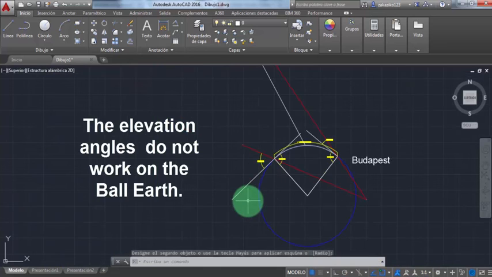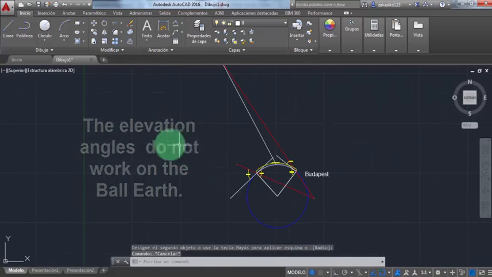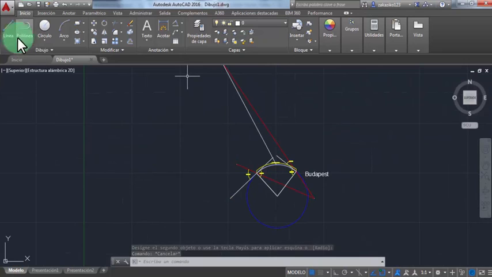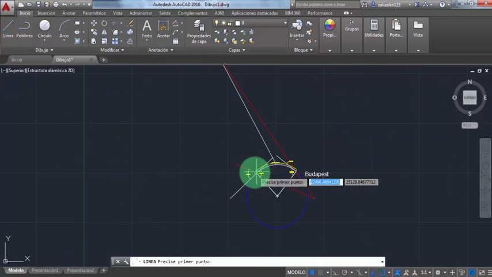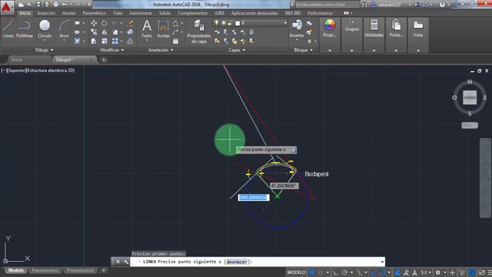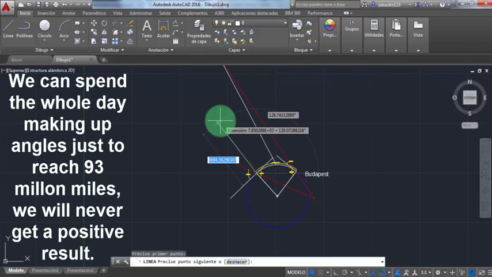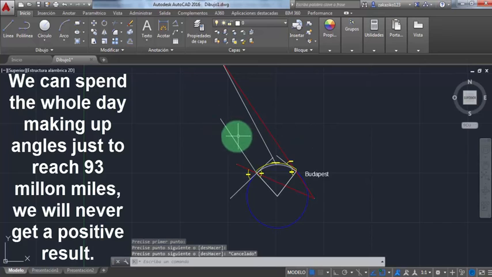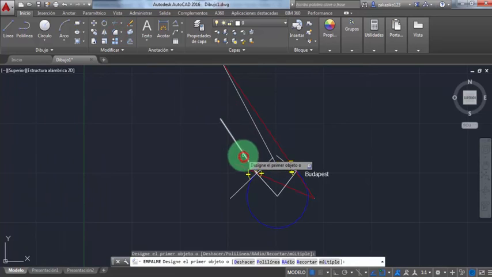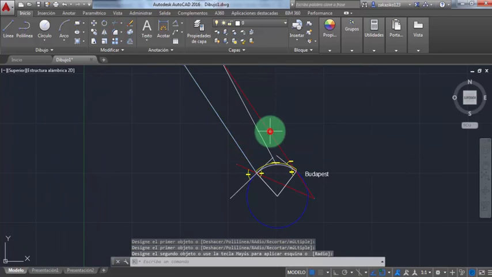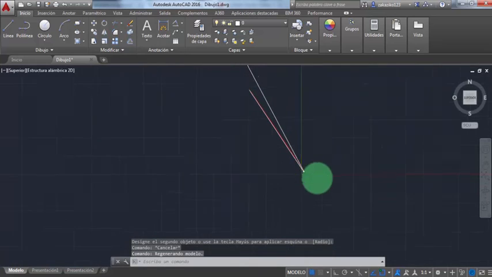Think about it for a second and you will find out that these lines will never work on the globe we think we live in. We can spend the whole day making up angles just to reach 93 million miles. We will never get a positive result. This is another angle that I'm making up. It's almost parallel to the other one. Now let's see how far we are going to get.